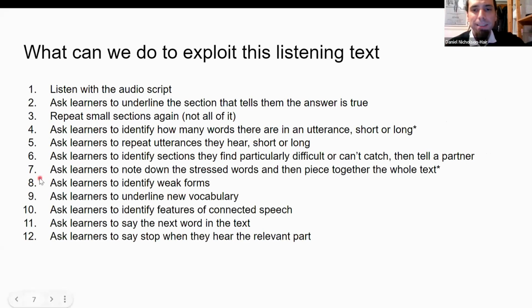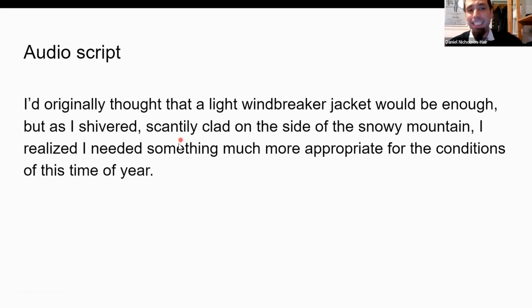What number is next? Number 8: ask learners to identify weak forms. They can do this with or without the audio script; it links with number 7. Number 9: ask learners to underline new vocabulary, most likely scantily clad in this text, and you would elicit that and clarify it in whatever way you saw fit.